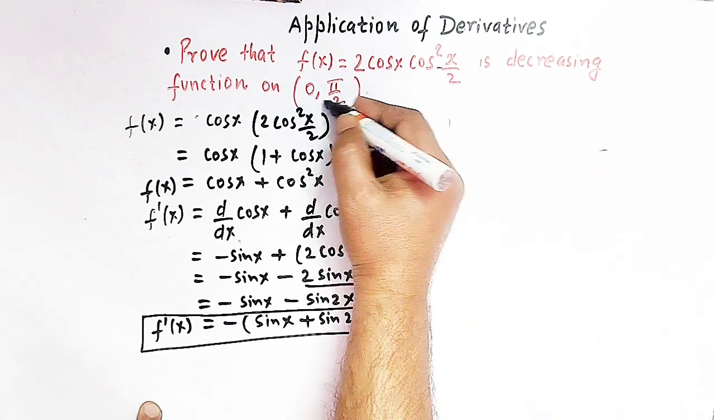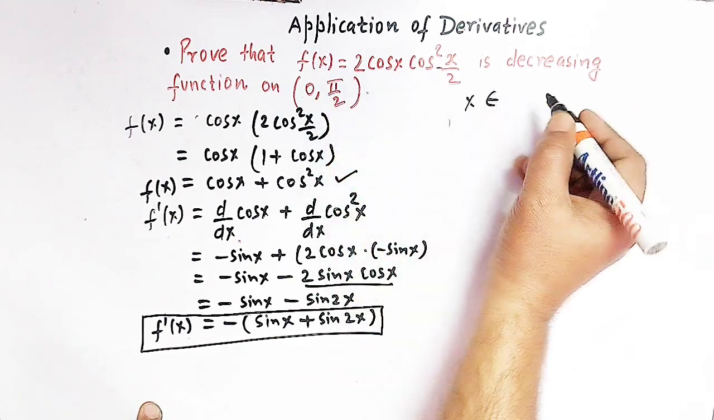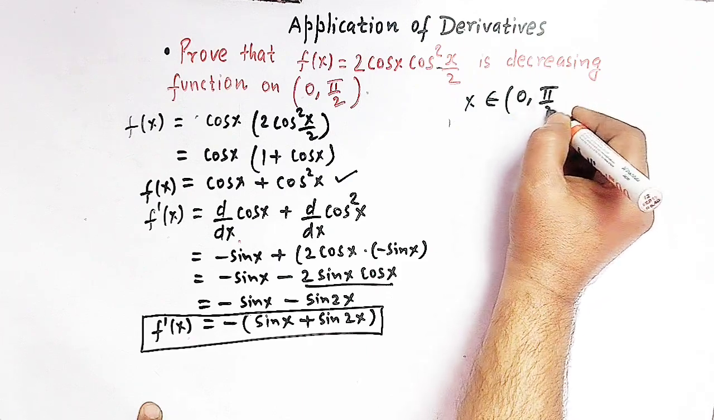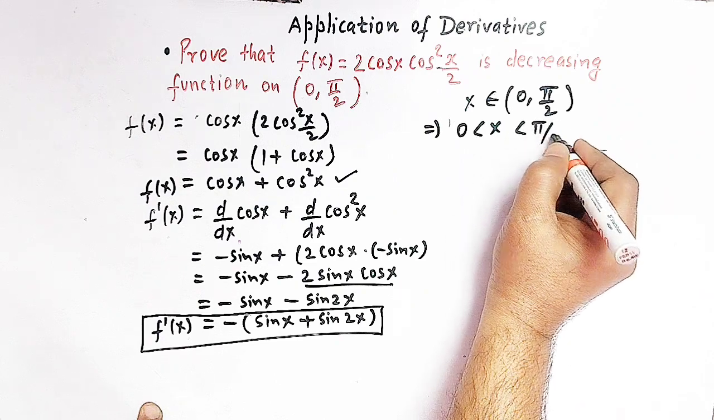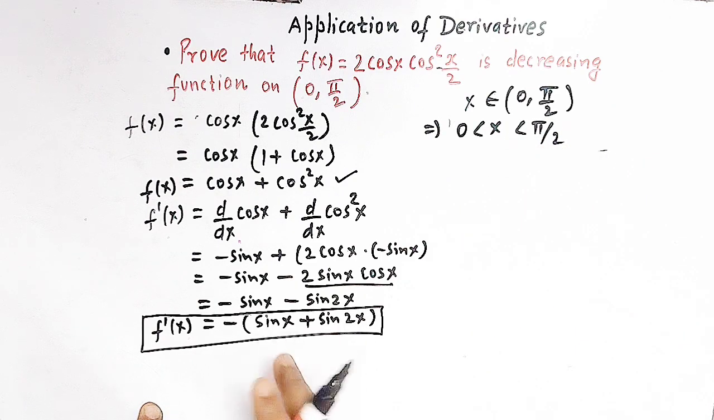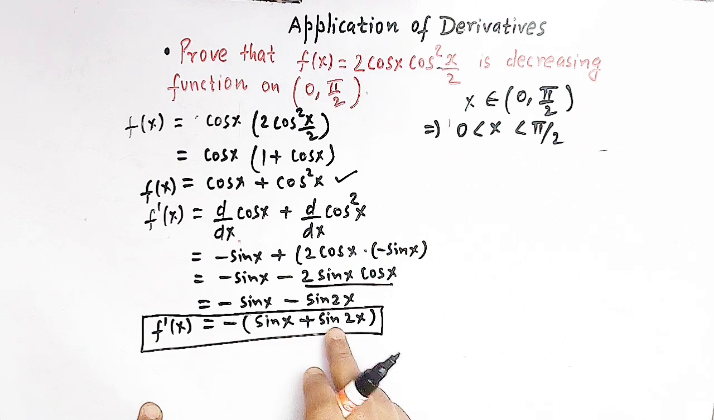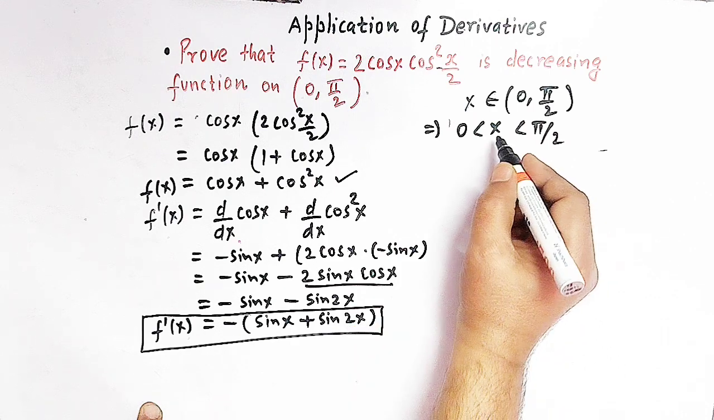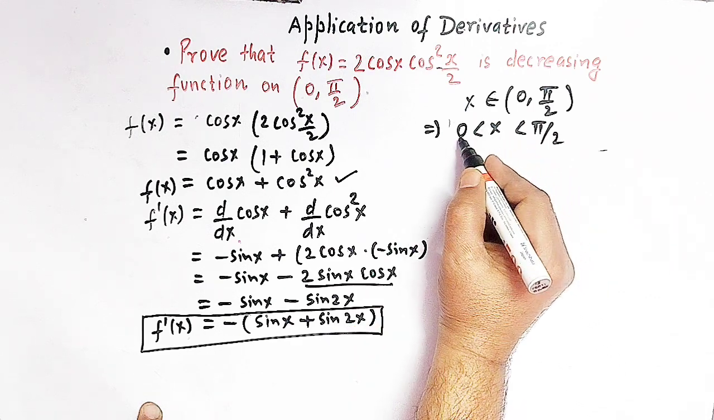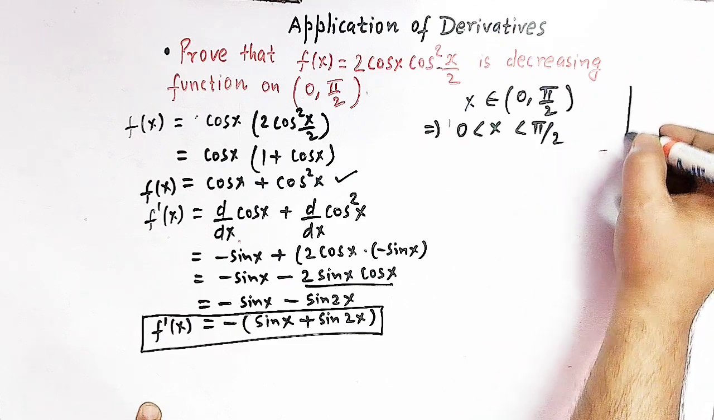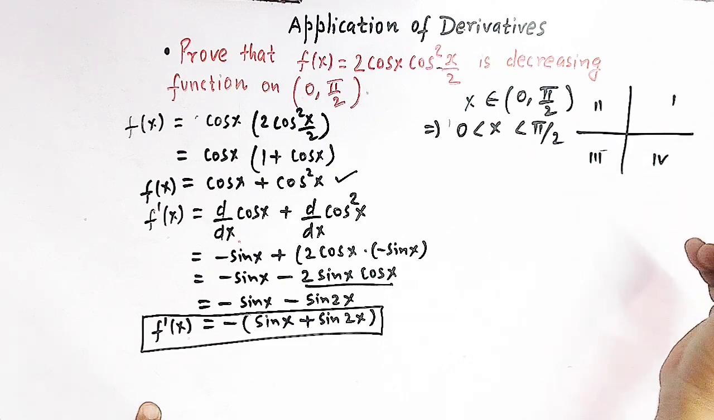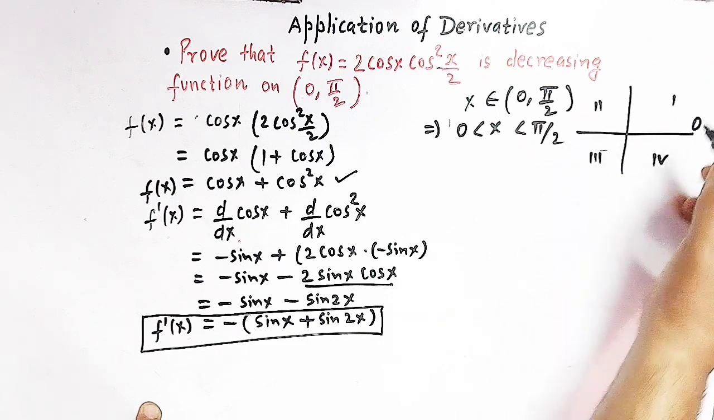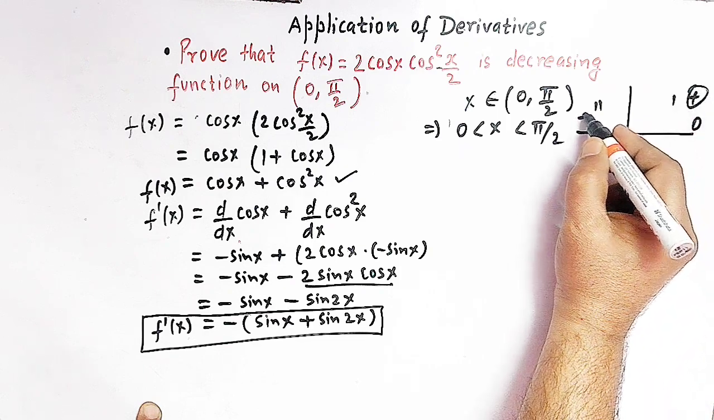So now let us see this interval. So here x belongs to 0 to pi by 2. So this suggests that x should be greater than 0 but less than pi by 2. Now here we have the combination of two terms, that is the sum of sine x and sine 2x, right? And when x is greater than 0 but less than pi by 2, it implies that we are in the first quadrant, right?